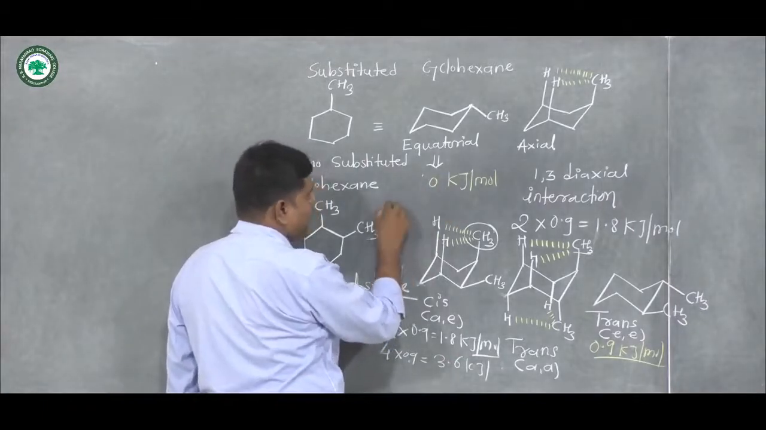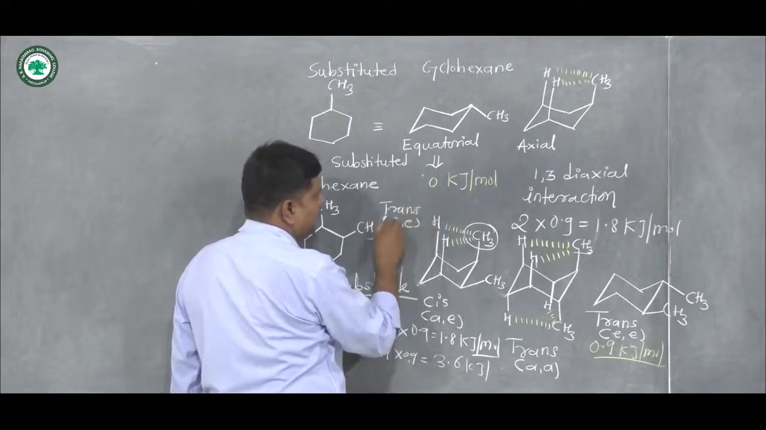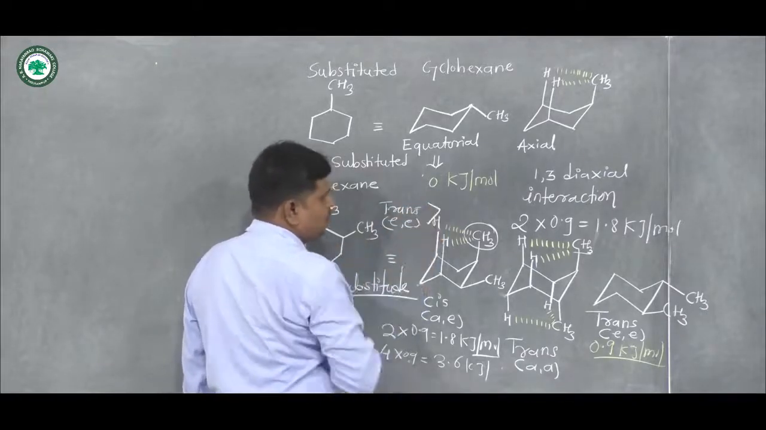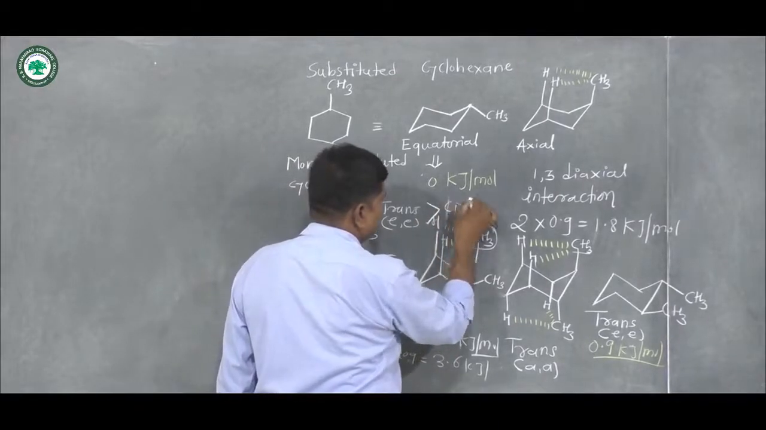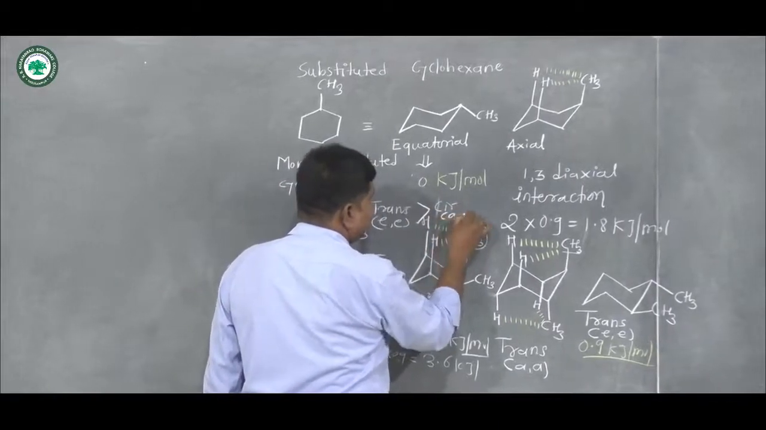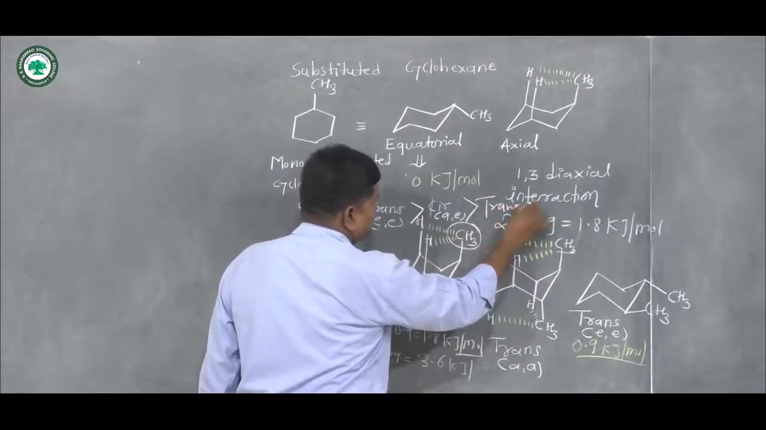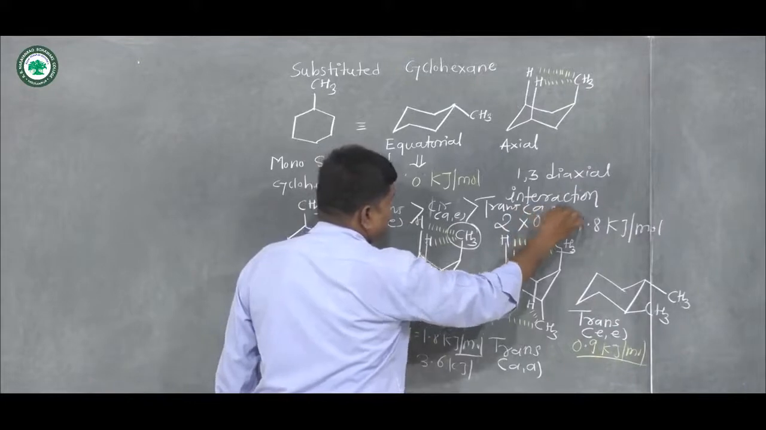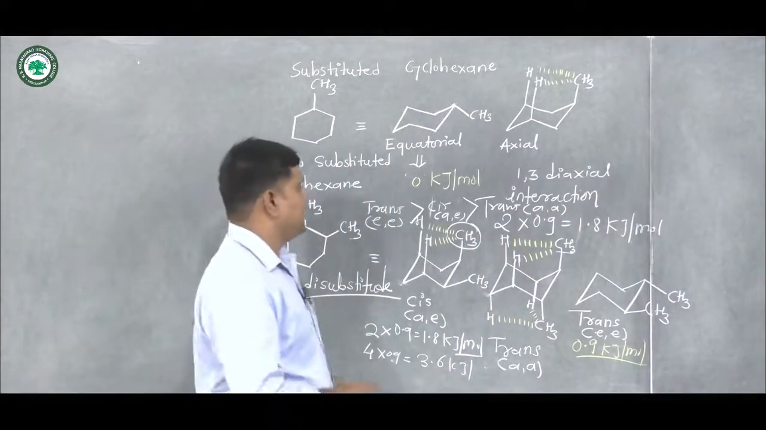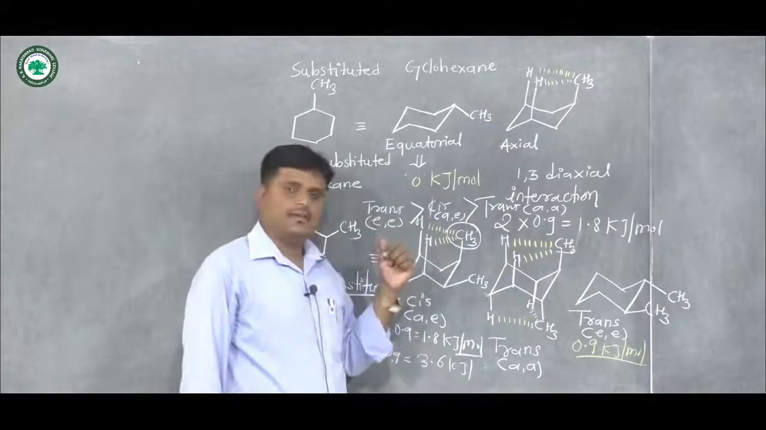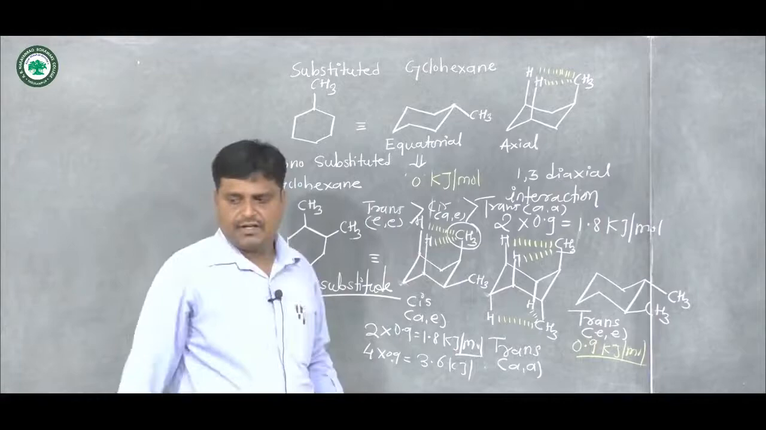Which is more stable? Trans equatorial is more stable than cis axial equatorial, than trans axial. Okay, so these three are the stability order. Now we go for the next point.